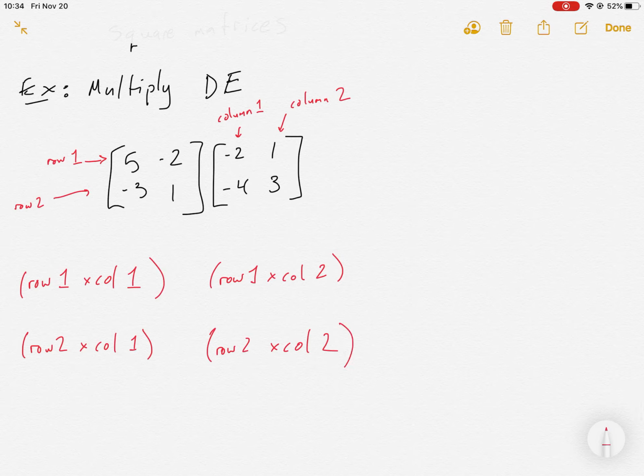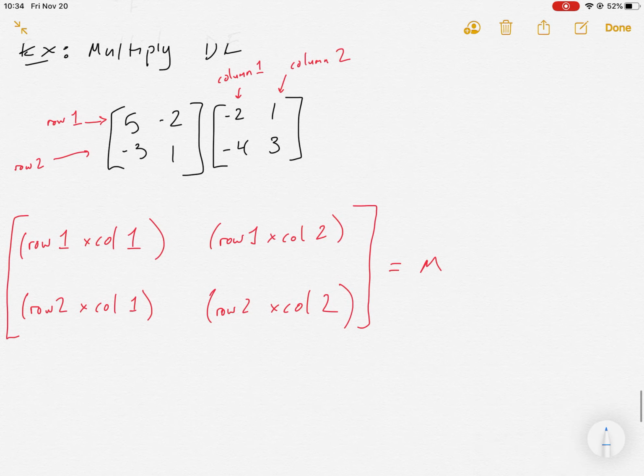And when this is all said and done, I've written this in a manner that should make you think about a new matrix. It's actually going to be a matrix that looks like this. And if I were to call this matrix M, notice that row 1, column 1 will become my M11. It's the term in this new matrix M that is in the first row in the first column. This one's going to be my M12 term, my M21 term, and my M22 term.